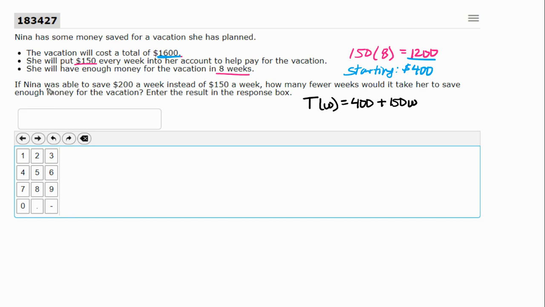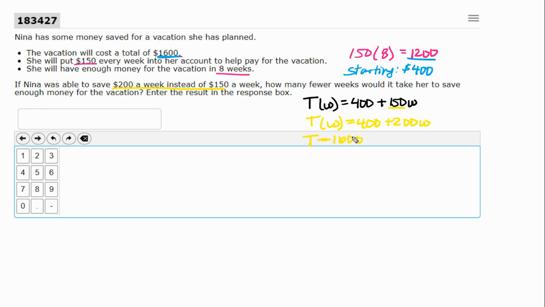So that we can look down below and it says if Nina was able to save $200 per week instead of $150. So I'm going to change this $150 to $200. So I'm going to rewrite my function. Still the total that is based upon the amount of weeks that she is saving, but it's going to be 400 plus $200 per week.